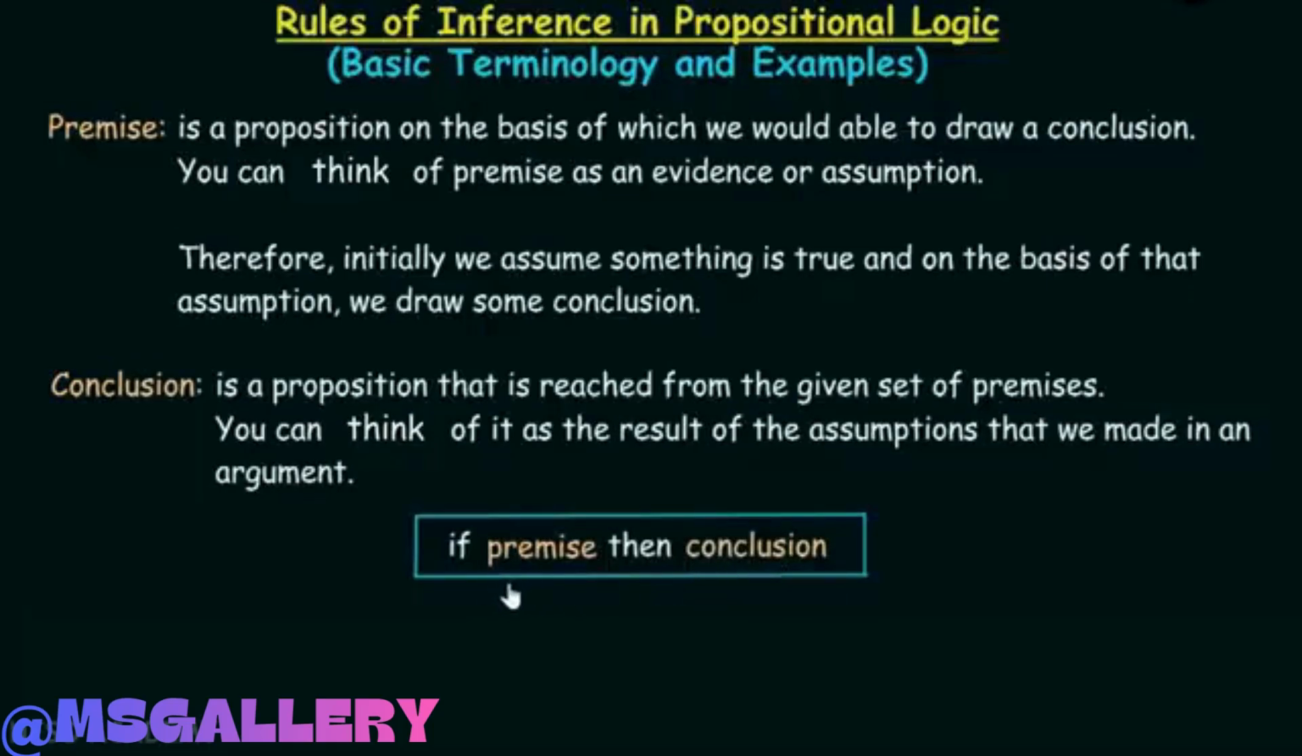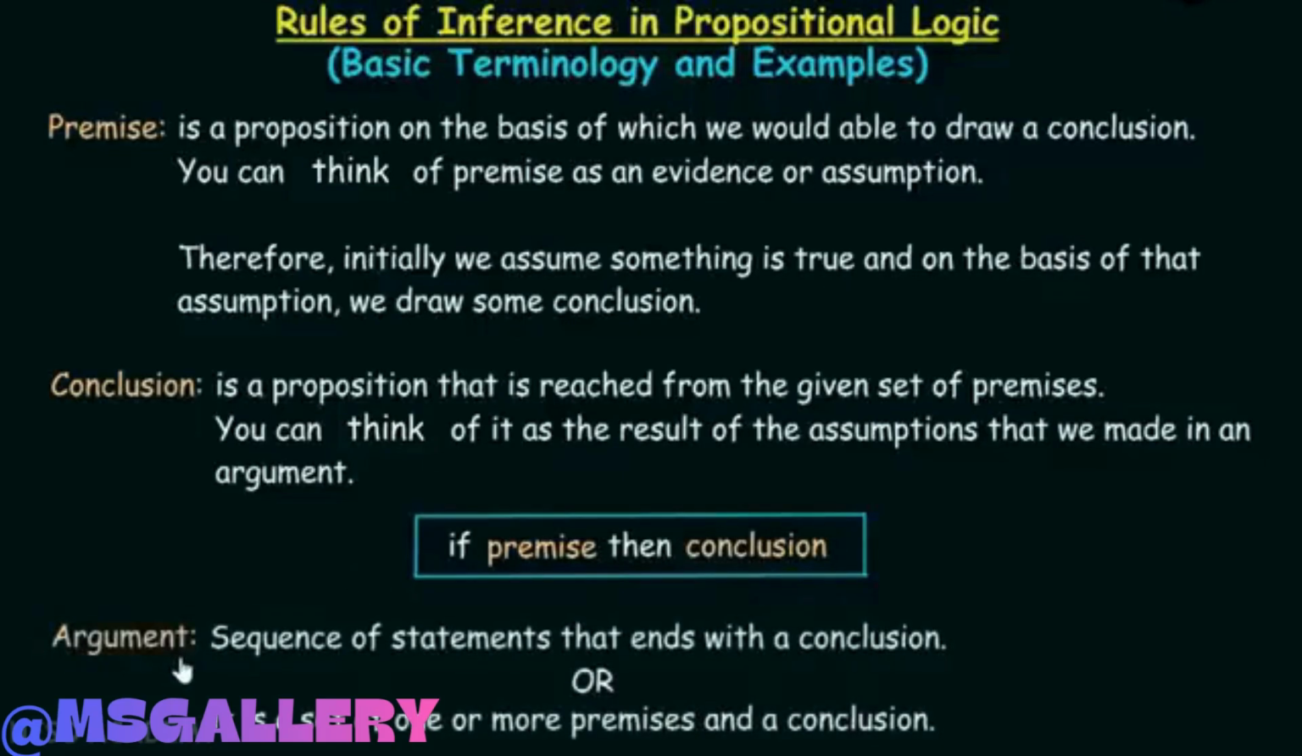Now we already know what is compound proposition. If P, then Q. Here P is the premise and Q is the conclusion. We know that if premise is true, then the conclusion also must be true, right? Let's consider the third term, that is argument. Argument is a sequence of statements that ends with a conclusion, or it is a set of one or more premises and a conclusion. Simple.